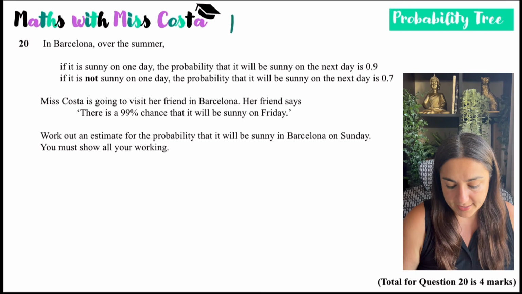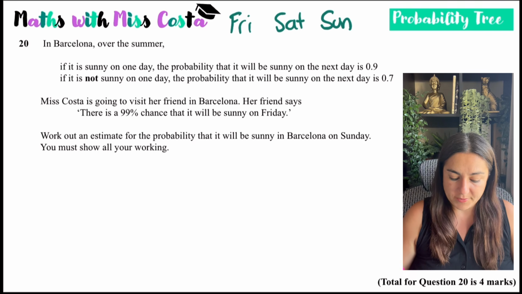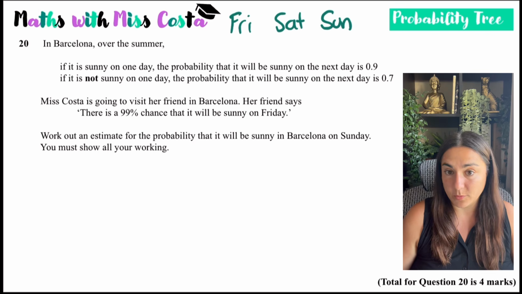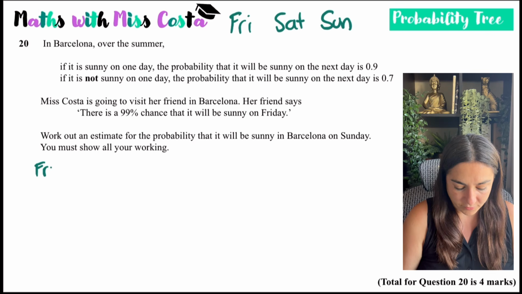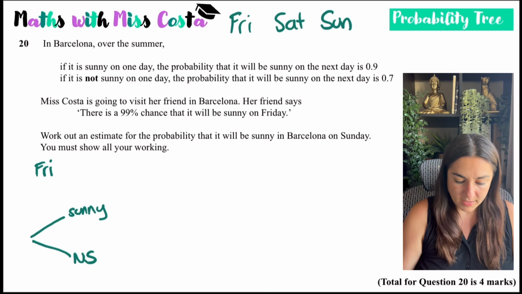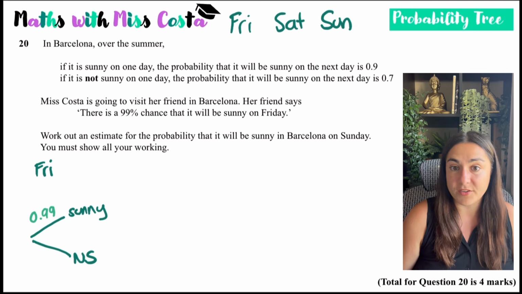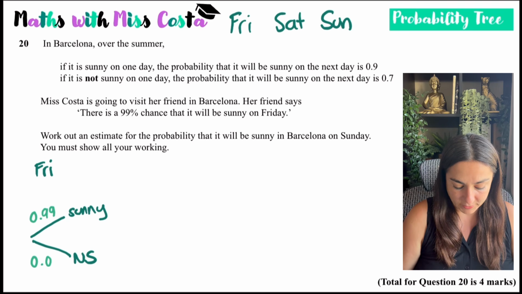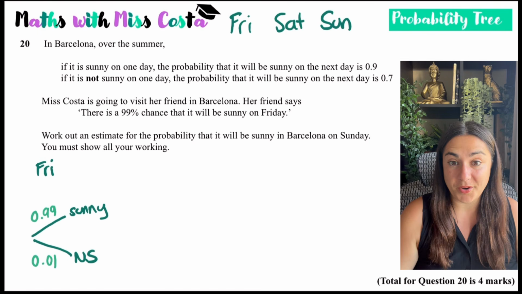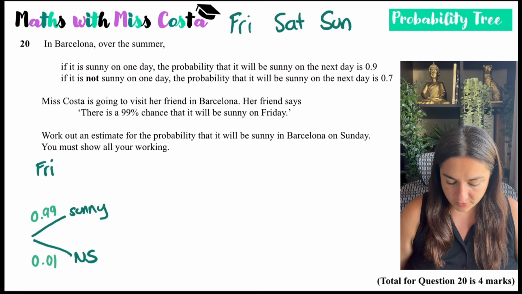So you've got Friday, Saturday and Sunday that you need to take into account. So I'm told that there's a 99% chance that it will be sunny on Friday. So on Friday, what are my options? It'll be sunny, not sunny. And the chance of it being sunny is 0.99. So therefore the chance of it not being sunny is 0.01. So that's Friday.